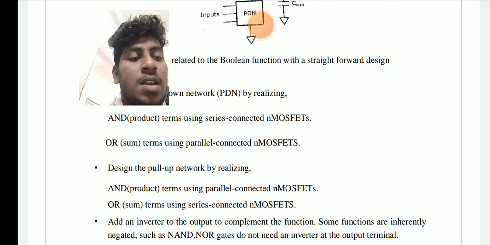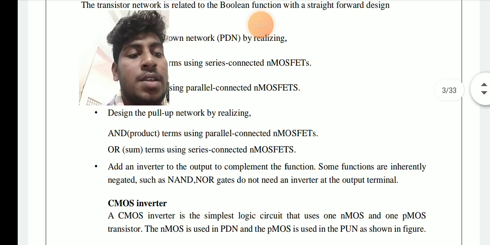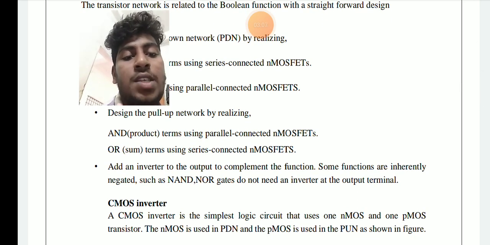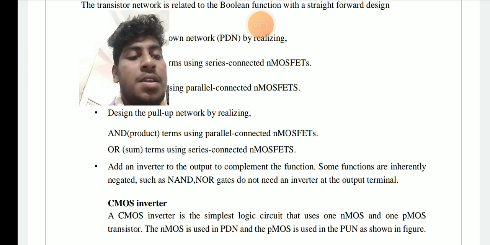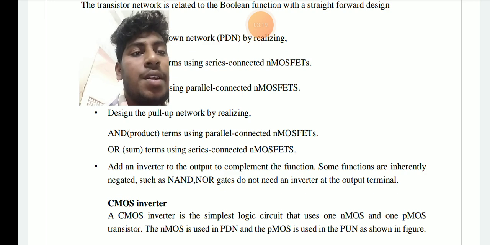Same functions are realized with inversion, such as NAND and NOR gates, which do not need an inverter at the output terminal. The CMOS inverter is the simplest logic circuit that uses an NMOS and a PMOS transistor. NMOS is used in the PDN and PMOS is used in the PUN, as shown in the figure.